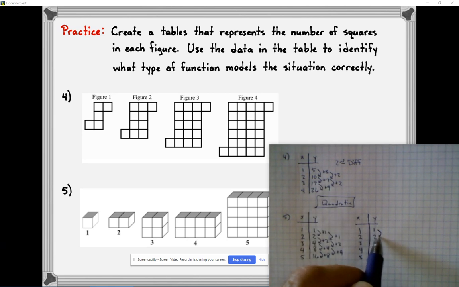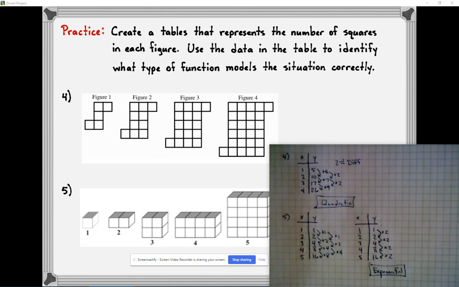So let's check multiplication here. From 1 to 2, we would multiply by 2. From 2 to 4, we would multiply by 2. From 4 to 8, we would multiply by 2. And from 8 to 16, we would multiply by 2. So we can see that when we multiply a term, the number of boxes in the first term, by a constant value, we get the next term. And so in fact, this is an exponential function or exponential relationship.